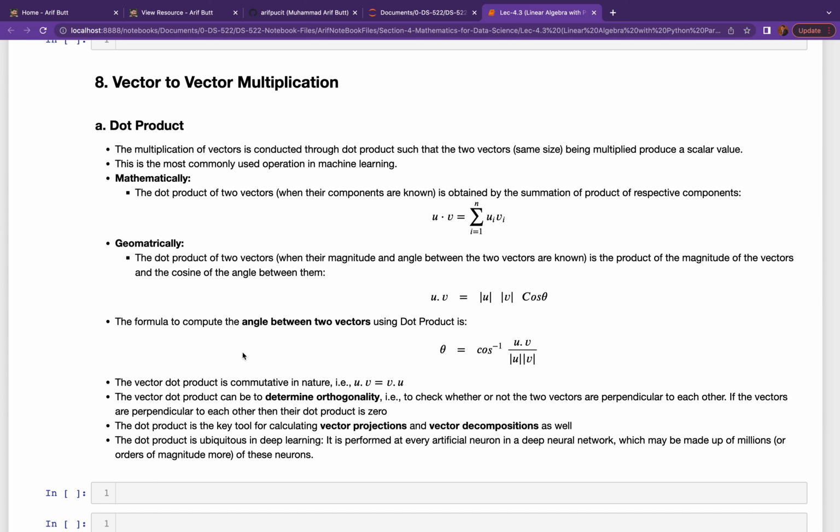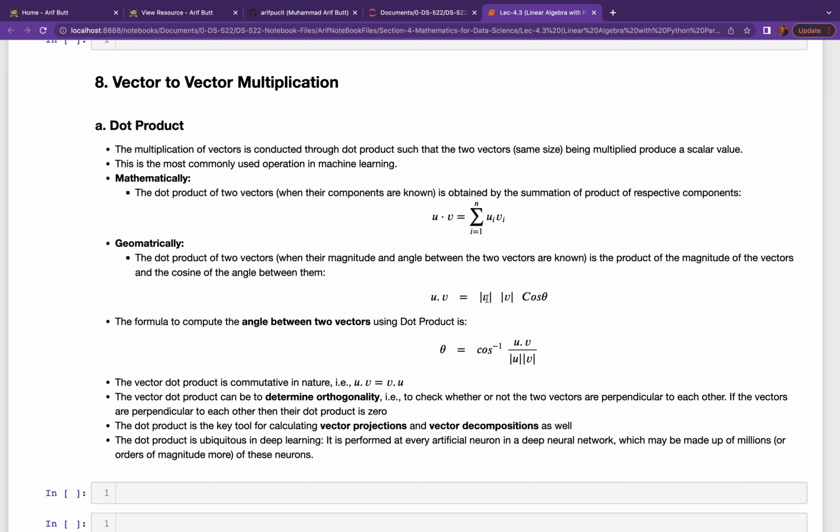Well, my dear students, we have seen how to add two vectors. Now let's see the two ways to multiply two vectors: the dot product and the cross product. Remember, the output of a dot product is a scalar value, while the output of a cross product is a vector. Mathematically, you can compute the dot product of two vectors of the same size by the summation of the product of their respective components.